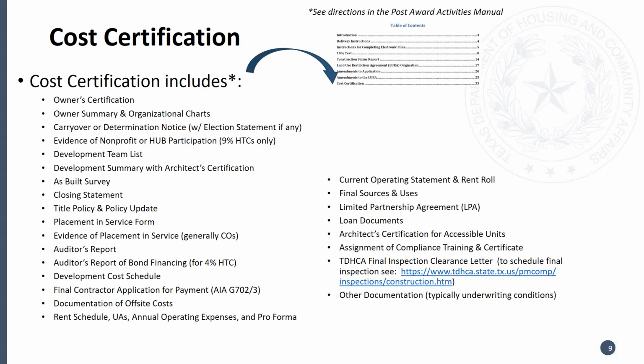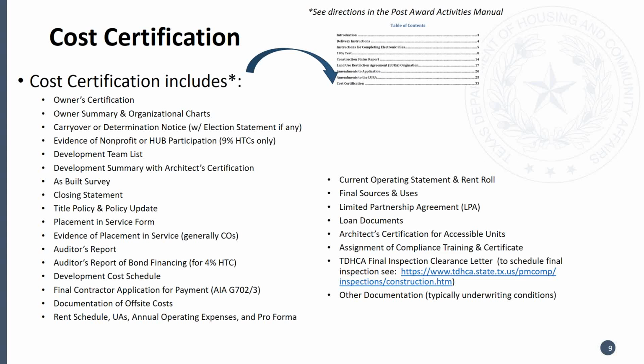The carryover or determination notice, well, that just gives us something to start out with. In the case of a 9% deal, the carryover identifies the originally approved credit amount, which is the maximum that can be issued at cost cert. And then for a 4% development, the determination notice is the commitment for the credits, but the credit amount can change. Along with the determination notice, there's an election statement regarding the applicable credit percentage. So we use that for analysis purposes.